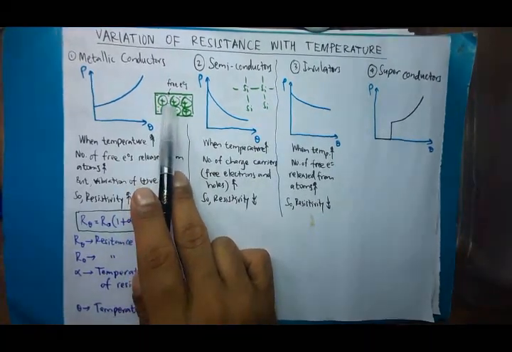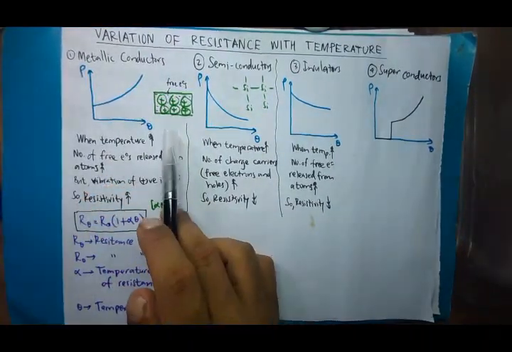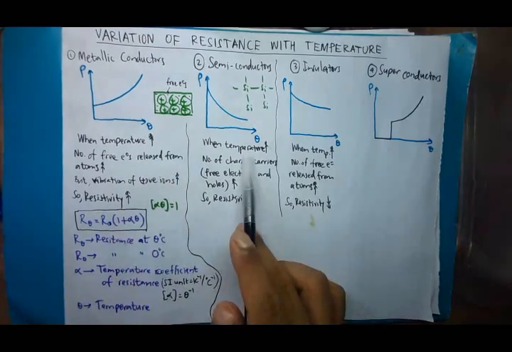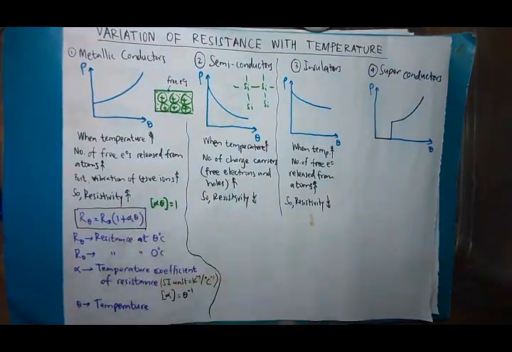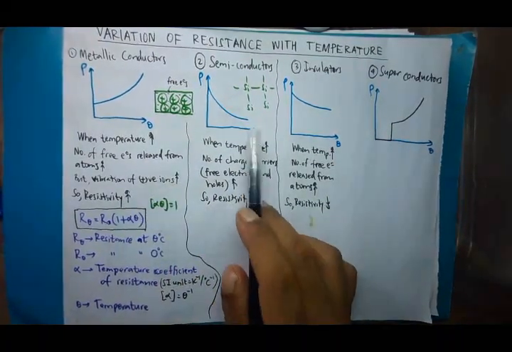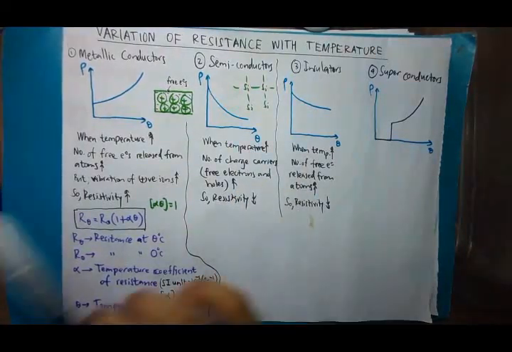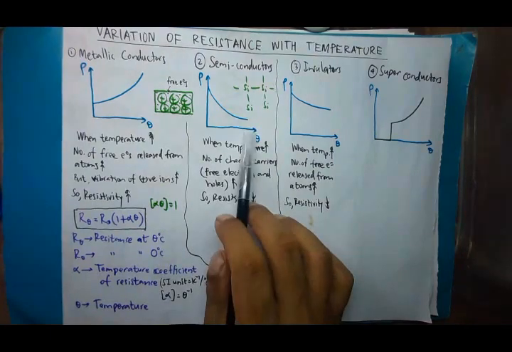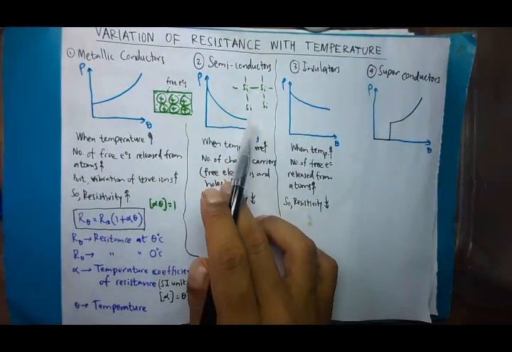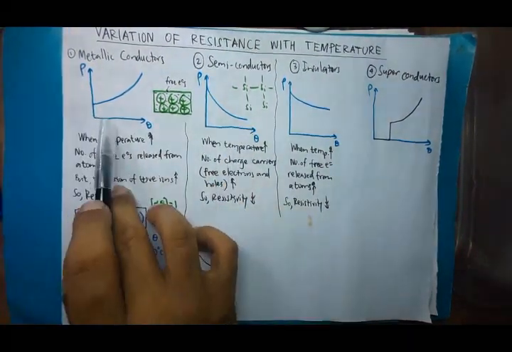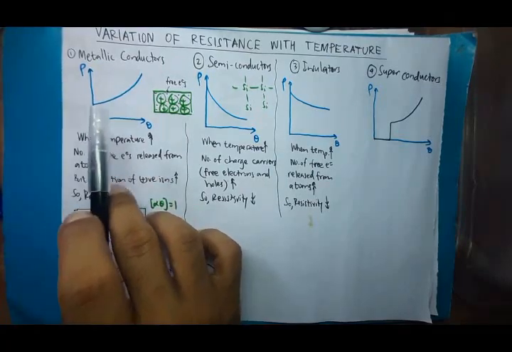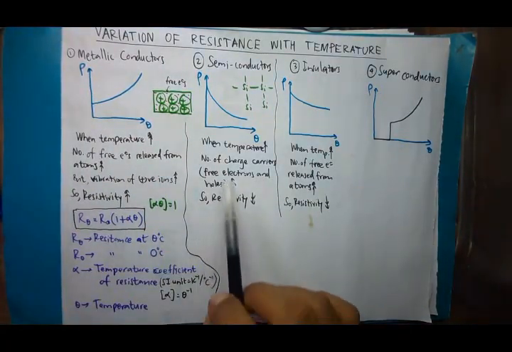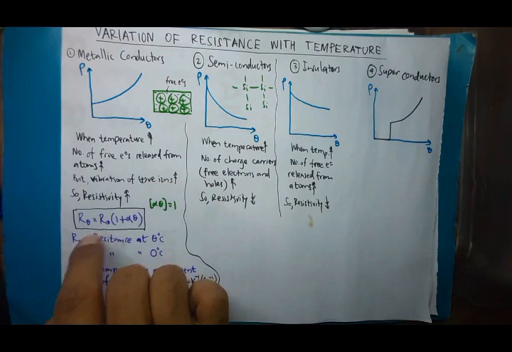Which was more dominant? In metals, the collisions between the cations and the electrons were more dominant. Here, the production of electrons is more dominant than the collisions between the atoms and the electrons. So here the resistivity will reduce with temperature. So at high temperature, semiconductors will have low resistance or low resistivity, but metals at high temperature will have high resistance.